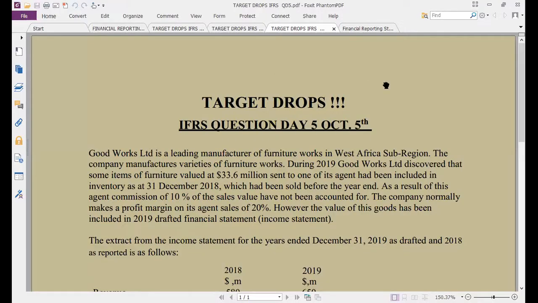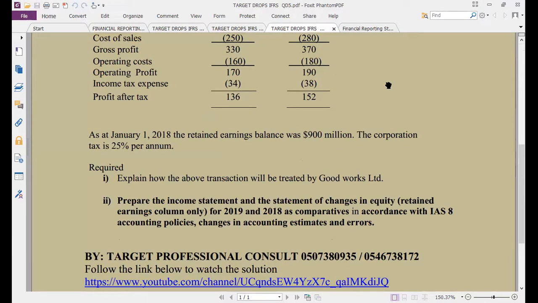Now let's look at this particular question. Let me go straight to the question. Required. Explain the above transaction. Explain how the above transaction will be treated by Good Works Limited. Second, prepare the income statement and a statement of changes in equity (retained earnings column only) for 2019 and 2018 as comparative, in accordance with IAS 8 Accounting Policies, Changes in Accounting Estimates and Errors. Have you seen that?